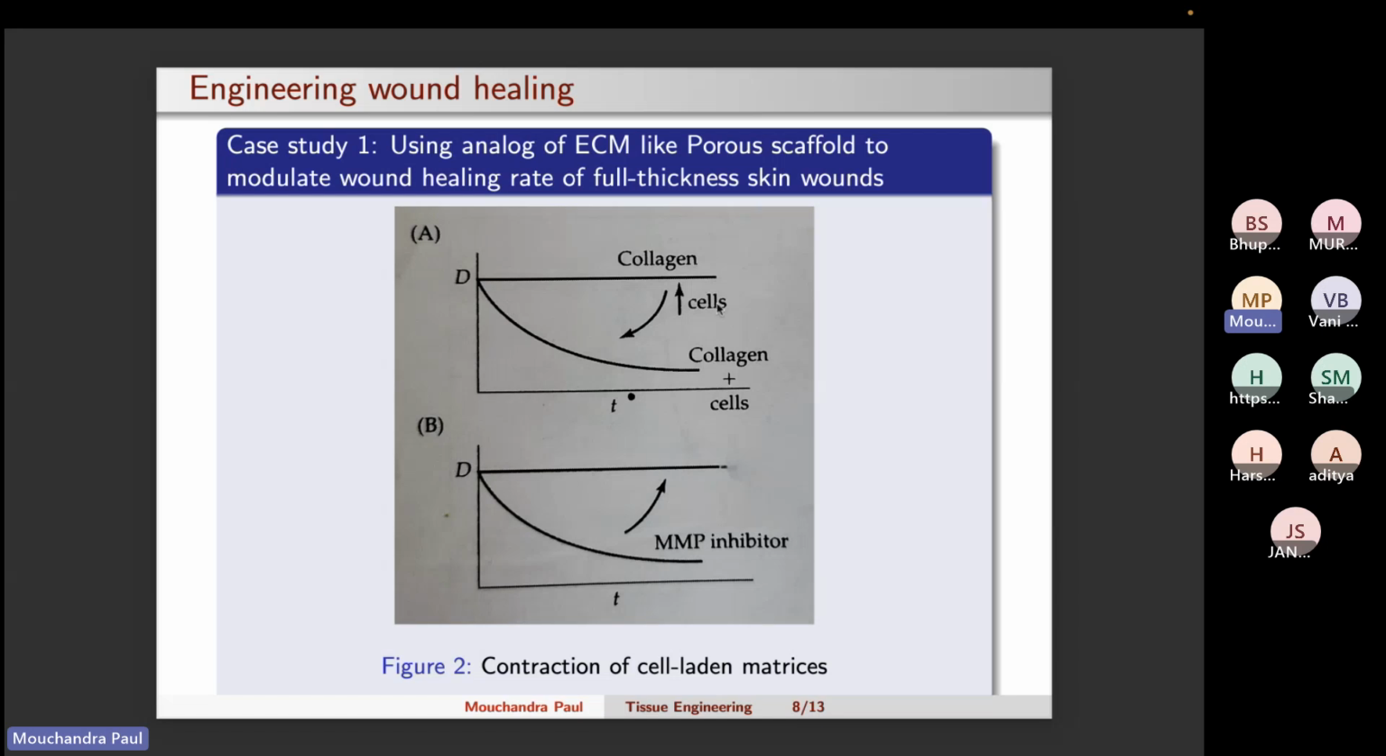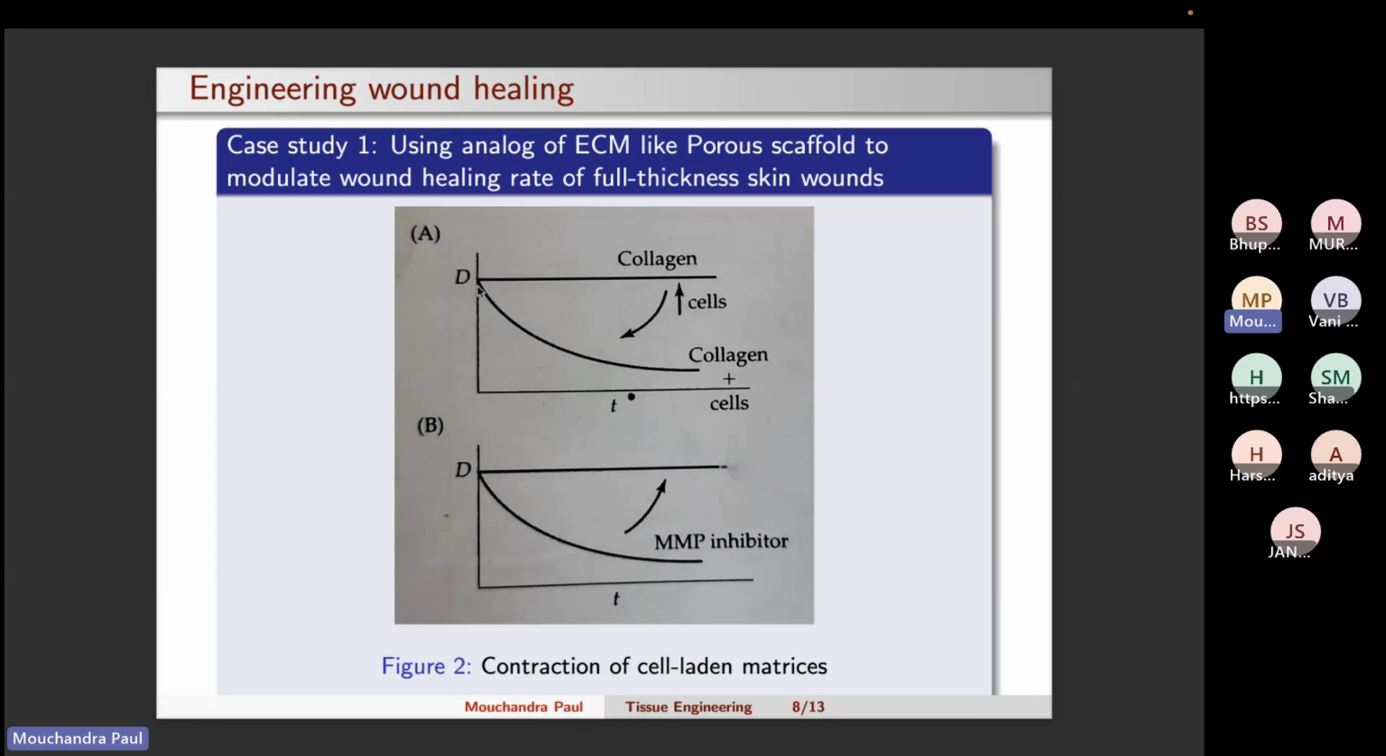So in case A, what happened is when they increased the cell concentration, keeping the ECM component, that is the collagen concentration, constant, the diameter D of the entire scaffold started to decrease with time.